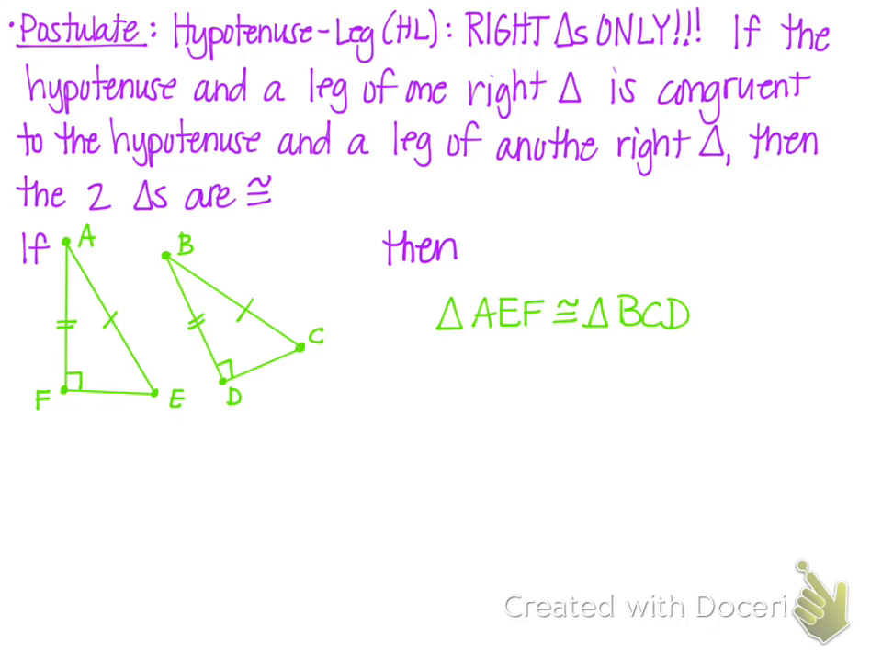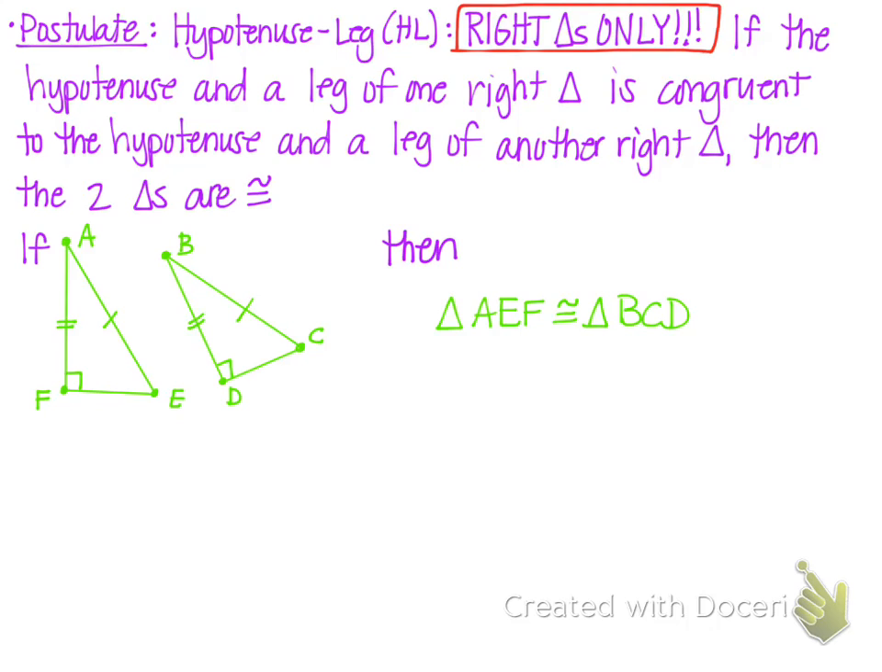Now the last one is very specific. It's called the hypotenuse leg congruence. This one is a postulate. And it's for right triangles only. Right triangles only. It says, if the hypotenuse, remember the hypotenuse is the longest side of the triangle. It's across from the right angle. If the hypotenuse and a leg, which is just another side that's not the hypotenuse, of one right triangle is congruent to the hypotenuse and a leg of another right triangle, then the two triangles are congruent.